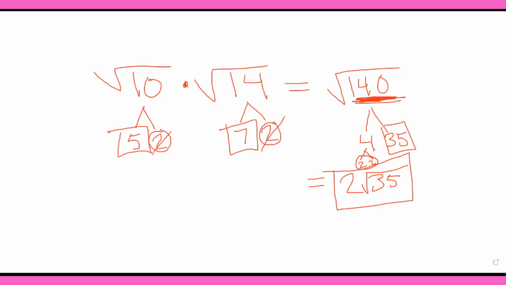So just to review, the rules of radicals are, if I add them, they have to be the same radical. If I multiply them, they can be different, and I can combine them under one radical. So in this case, that would just be square root of 10.